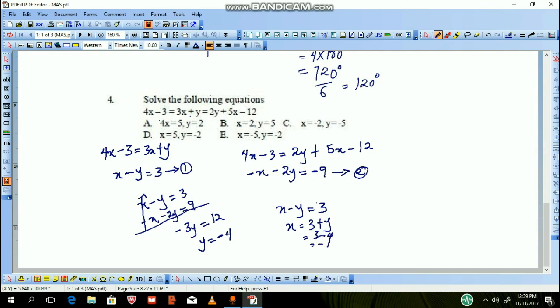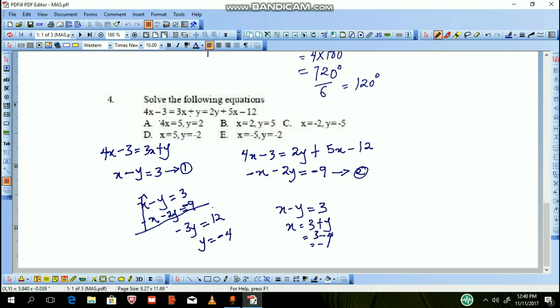Therefore, if x is equal to negative 1 and y is equal to negative 4, I guess our answer is not in the options provided, unless I made a mistake. Let's see. The number here, rather, is negative 9. So I will have 3 minus 9. 3 minus 9 is negative 6.